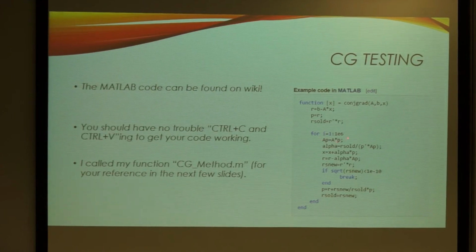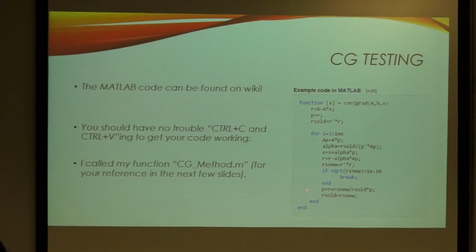Here it is, each of the steps. AP equals A times P, alpha. RS old, the old residual divided by P transpose times AP. It's all there. And they even cheat and use R equals R minus alpha times AP. So they don't use the correct way. They use the dodgy way. It's not that dodgy, but it's not exact. And then they say if your residual is less than some value, kill it.